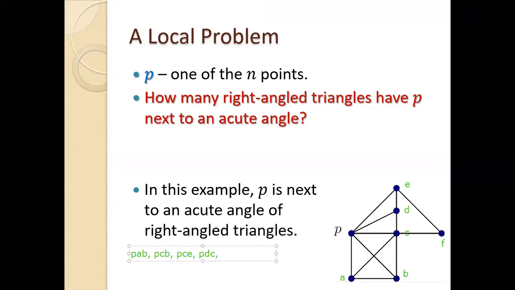PAC. Okay, so PAC is a right angle triangle. That's good. But we want P not to be next to the right angle, so we cannot use that one. PEF, yeah, if we imagine that this is a right angle, then PEF is a good answer, yes. Anything else, or do you think we're done? So PAB, yes, correct, we already have it. Good, thank you for the help.